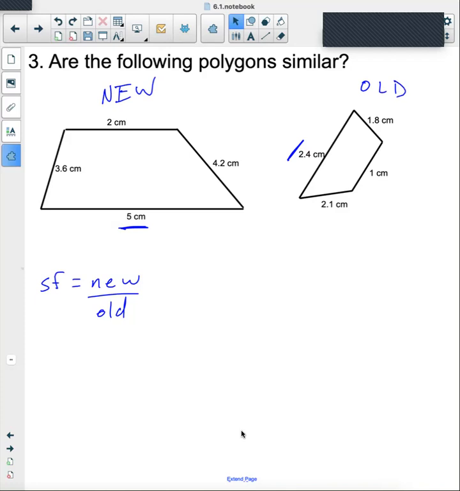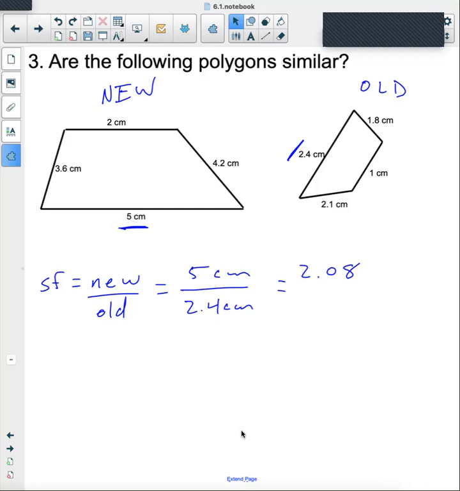So again, let's just find those scale factors. So for my new base, it is 5 centimeters, and for my old base, it is 2.4 centimeters. Okay. And that is going to give me a scale factor of 2.08. Okay. So we know that this side is being reduced by a factor of 2.08. Or going from old to new, it's being enlarged by a factor of 2.08.